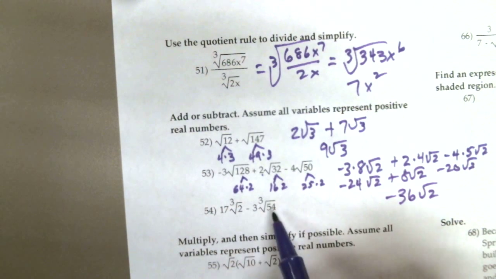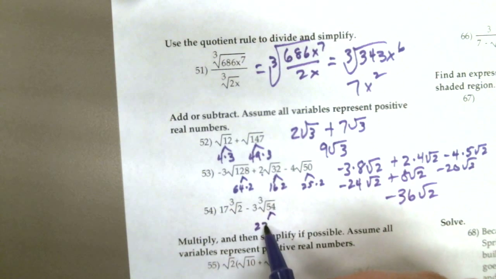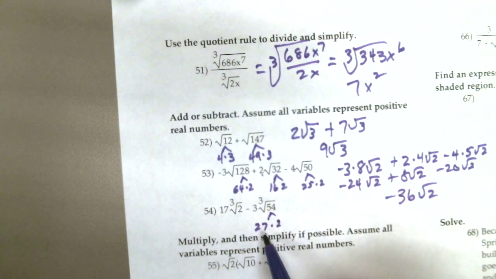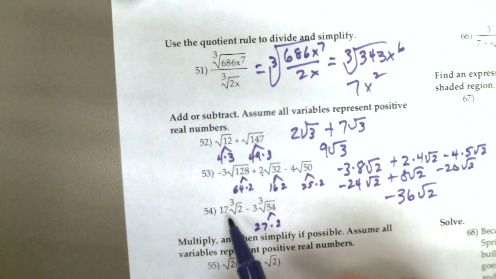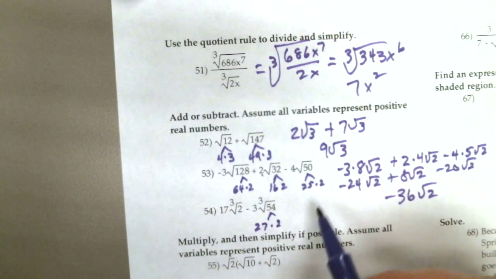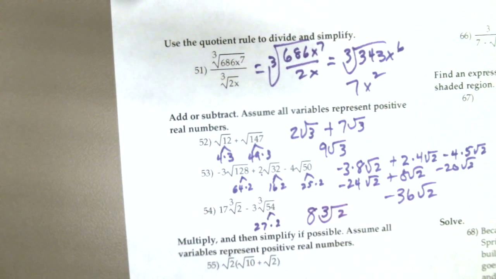In this one, again, we can't subtract things that have different radicals, so we're going to have to bring some stuff out. Here, this is 27 times 2. Since we're cube rooting, the cube root of 27 comes out as a 3, so I get 17 cube roots of 2 minus the 3 comes out. I get 9 cube roots of 2, so 17 minus 9 gives me 8 cube roots of 2.